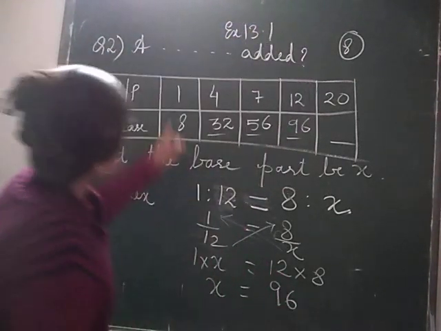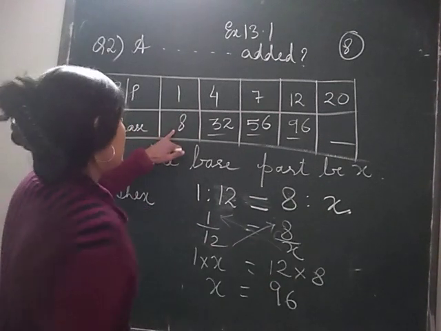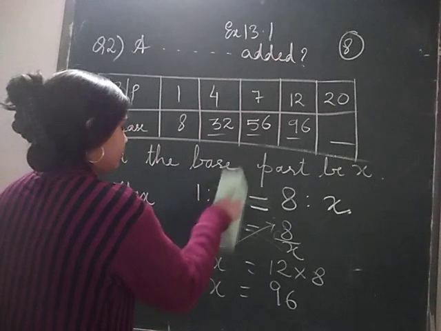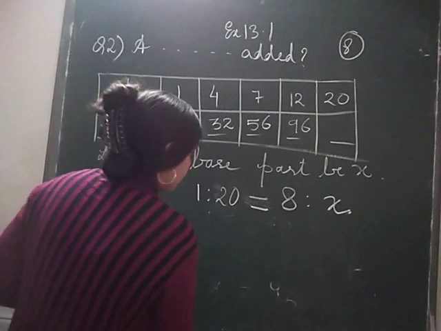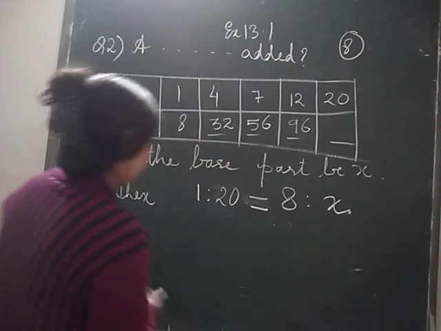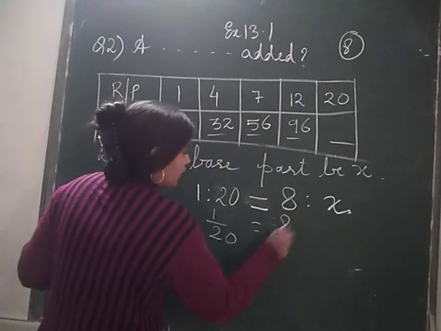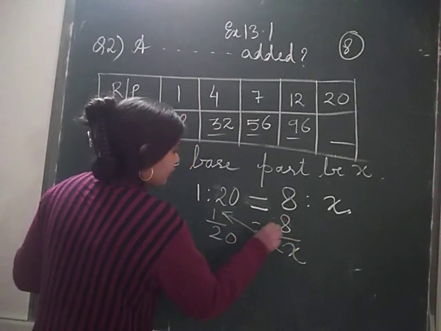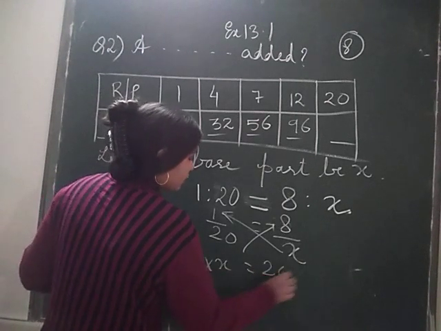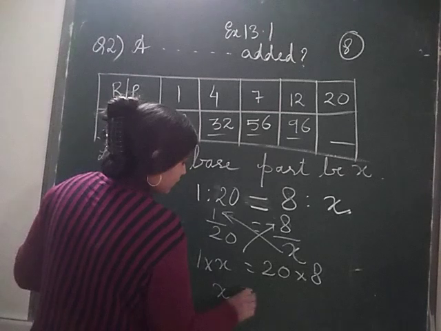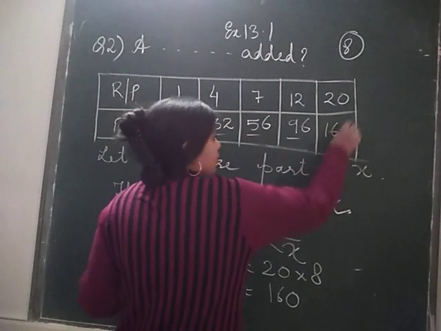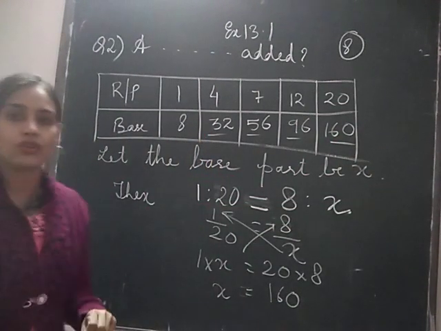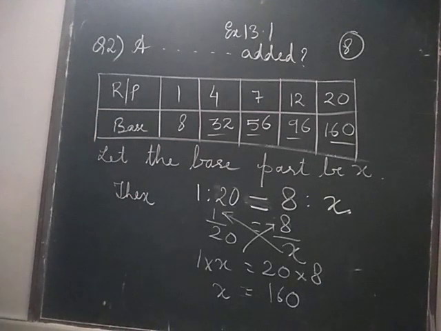Similarly, we do the last one. When the red pigment is 1, base is 8, red pigment is 20, base is x. That means 1 by 20 and 8 by x. Again we cross multiply. 1 into x and this gives us 20 into 8. So this gives us x and this gives us 160. Okay, so the value here is 160 and this completes your question number 2. Now children, let's do the third question.